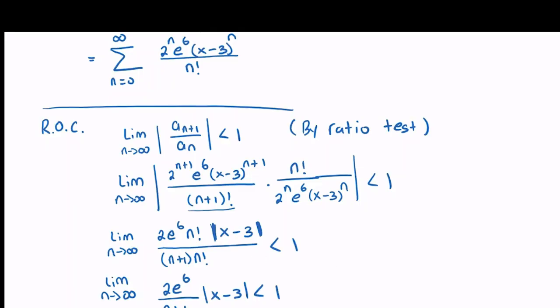And 0 times anything is 0. So this is saying it does not matter what the value of x is, our limit will always be less than 1. Therefore, the radius of convergence is infinity because it doesn't matter what number we're going to be plugging in, there's an infinite number of options.